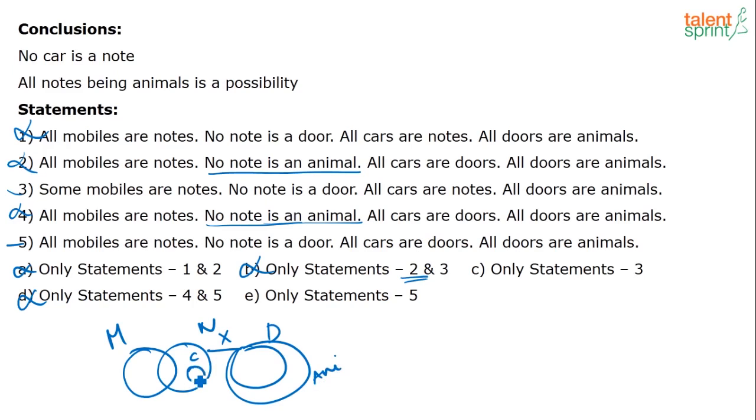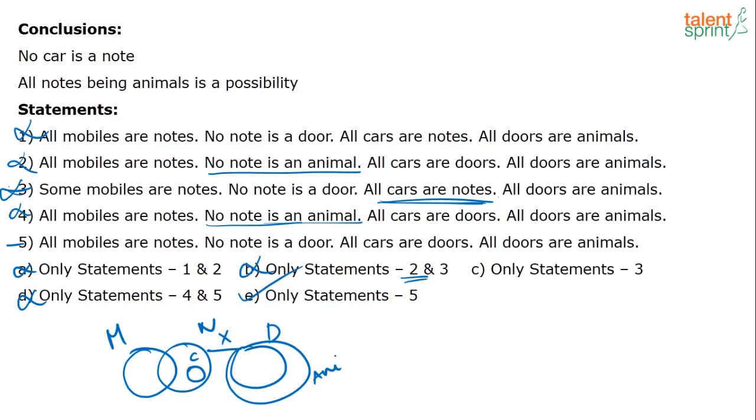No car is a note. This is not true because all cars are notes here. Definitely cars are inside notes, right? All cars are notes and no car is a note, contradicting. You needn't even draw this diagram. Just by looking at the statement, you can say it's not correct. So the answer should be option 5. In the exam, directly take it as option 5 and go to the next question.